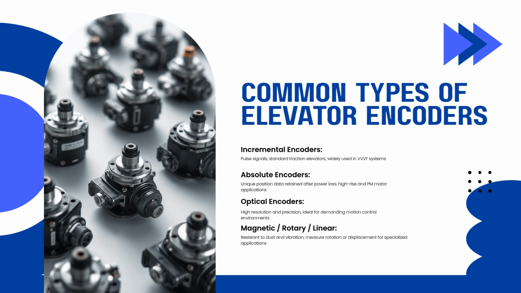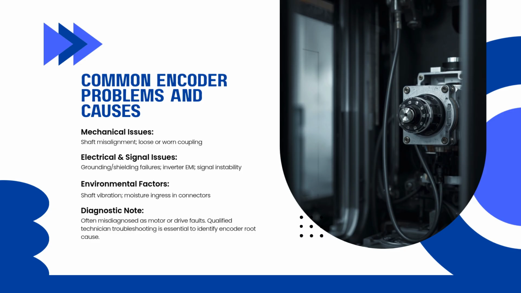Encoder role in VVVF and PM motor systems. Encoders are especially important in modern VVVF elevator systems. The inverter depends on feedback to regulate motor speed and movement behavior. In permanent magnet synchronous motor systems, encoder accuracy becomes even more important. PM motors need precise rotor position synchronization. If the encoder feedback becomes unstable, the system may experience torque fluctuation, increased current, low speed instability, reduced efficiency, and repeated leveling correction. This is why encoder installation quality is so important during commissioning.